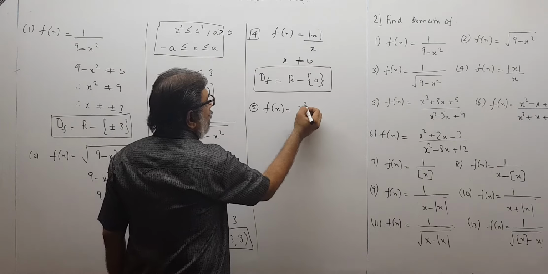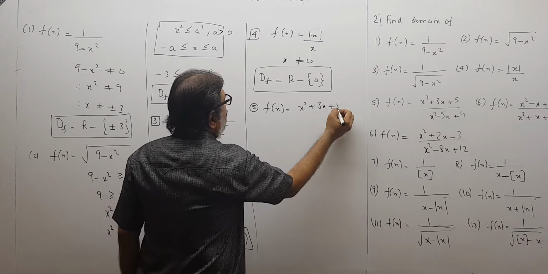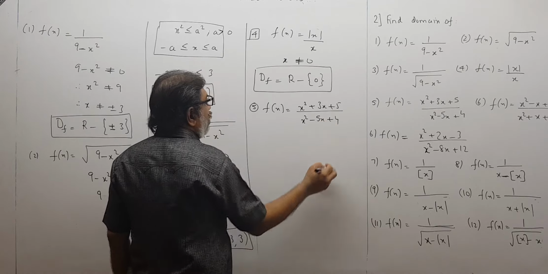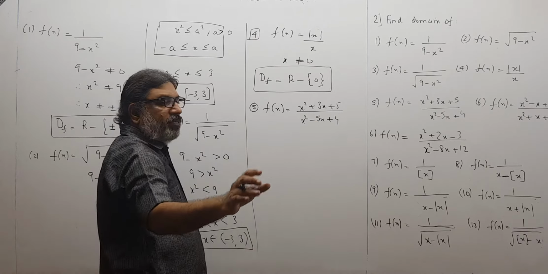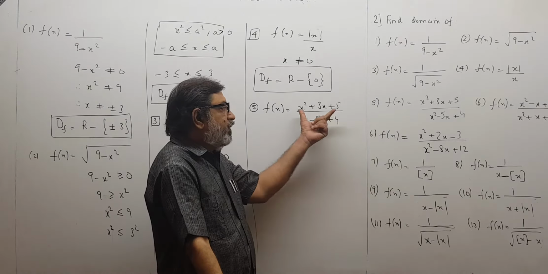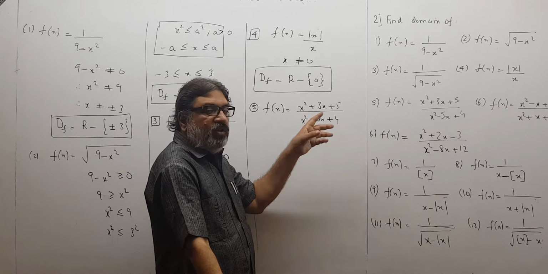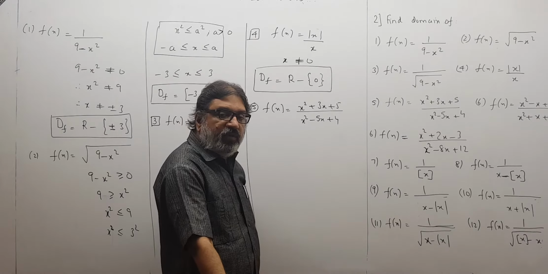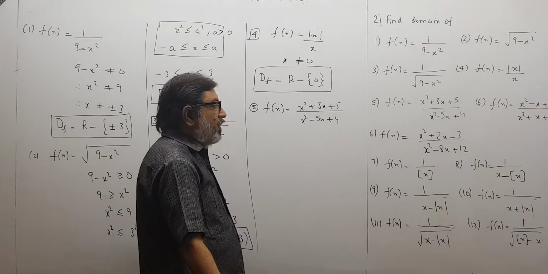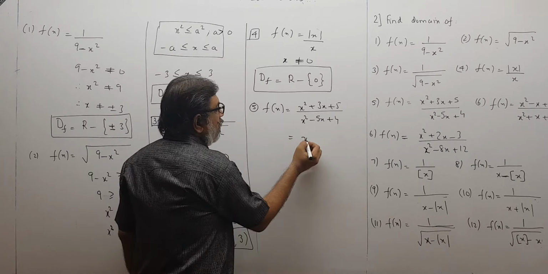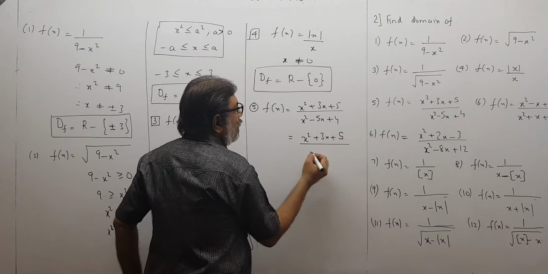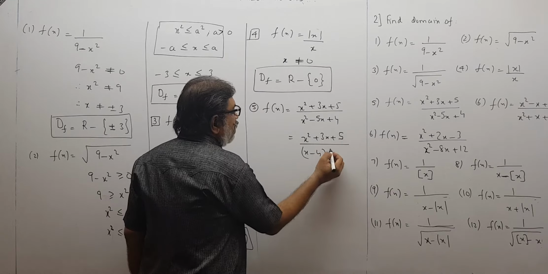f(x) equal to x square plus 3x plus 5 upon x square minus 5x plus 4. See children, the numerator will not create a problem for me. Whatever value of x I keep, even if it is 0, it is not troubling me, because 0 in the numerator can be allowed. But 0 should not be in the denominator. Now this is equal to x square plus 3x plus 5 upon (x minus 4)(x minus 1).